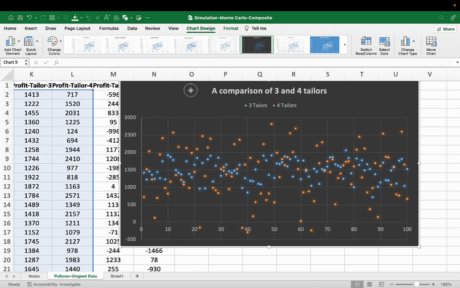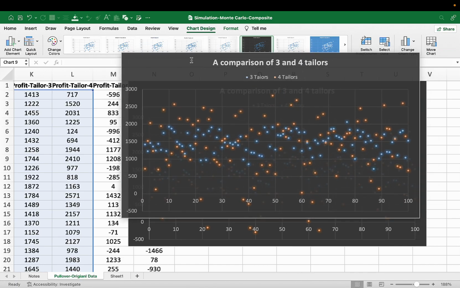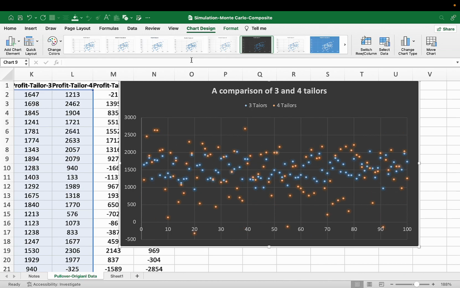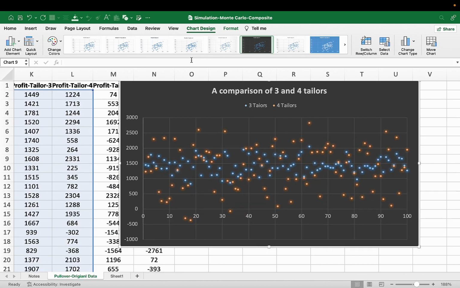Now again we need to make a decision here. I mean, although we have already made a decision that we need 3 tailors, this part is going to support our decision making. Now for example, if I press the F9 key, which means recalculation, which means pressing Fn and F9 keys together, then this scatter plot will also change. So you see it's also changing.